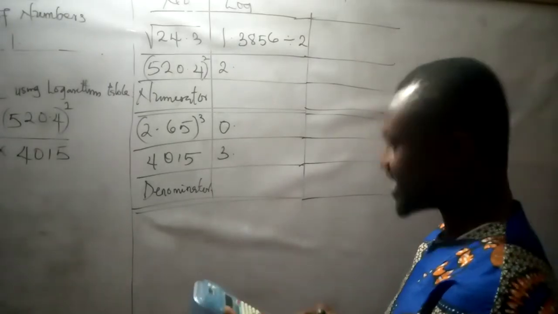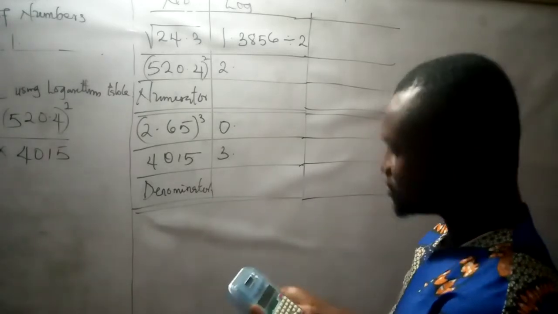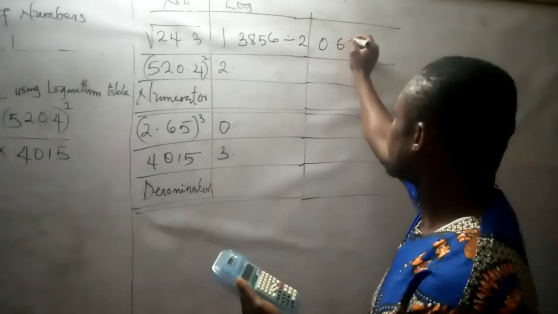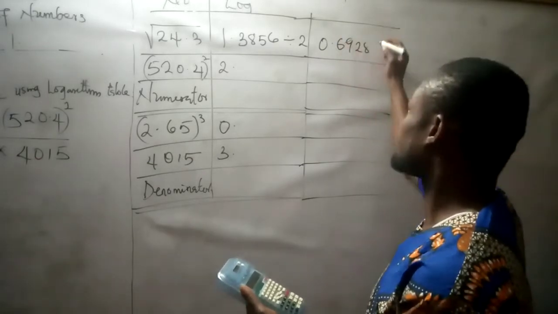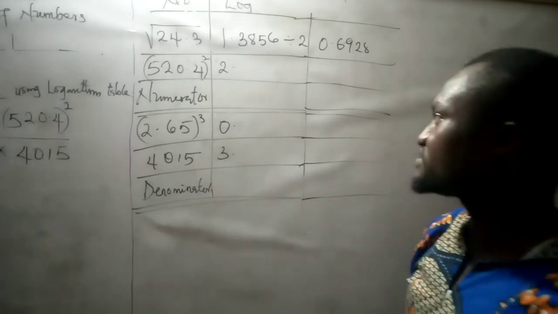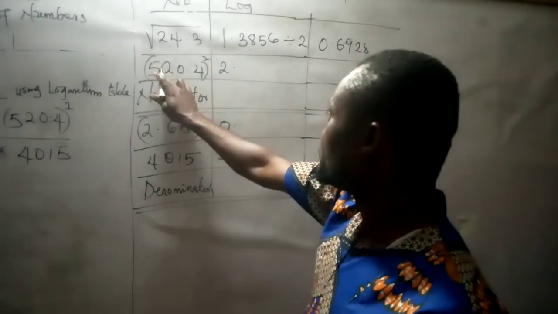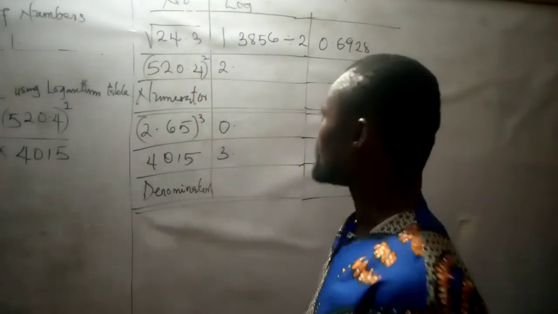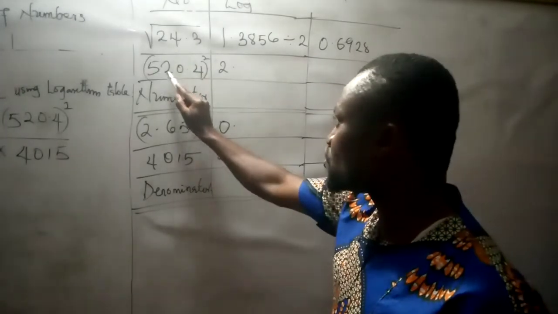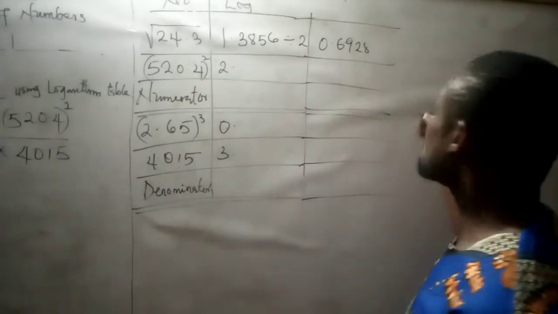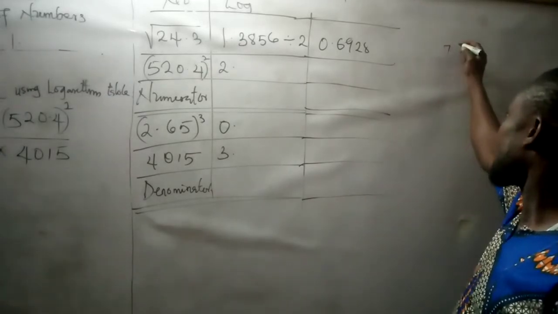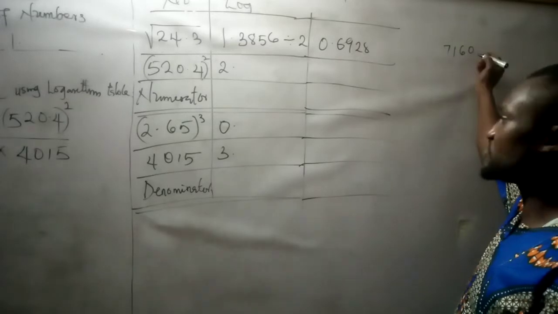1.3856 divided by 2, which will now give us 0.6928. Okay, so we move to the second one, which is 520.4. Now we are going to look for 52 under 0. Now 52 under 0 will give us what? 7160. So we have 7160.